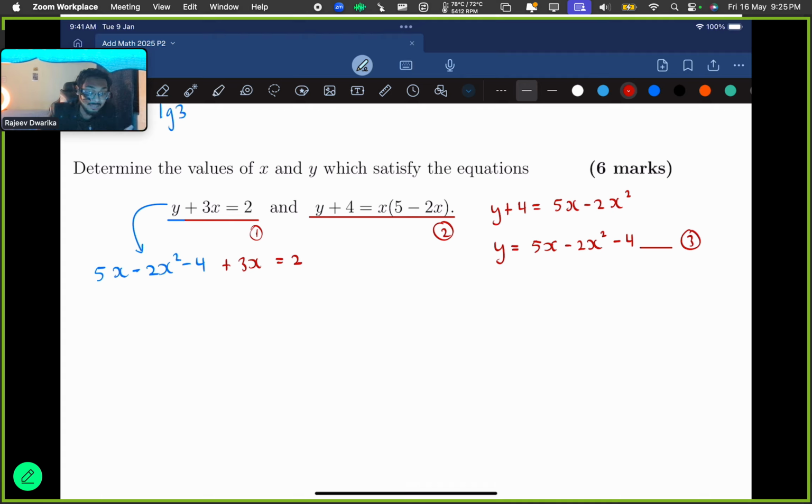Now you clearly see that it's starting to look like a quadratic. So let me put it in that form one time. I'm going to say minus 2x squared, and notice I have a 5x and a 3x, and I can put that together and get 8x.